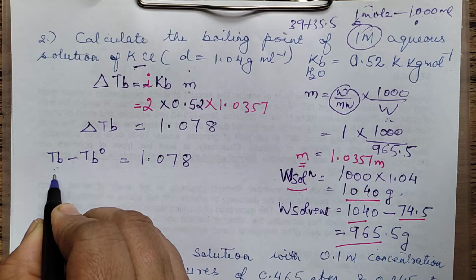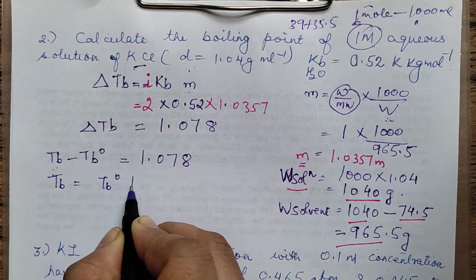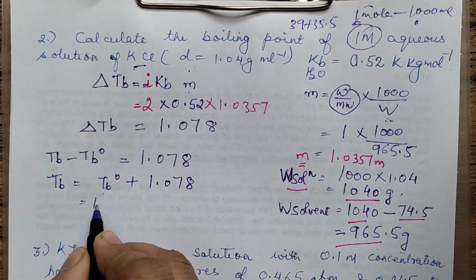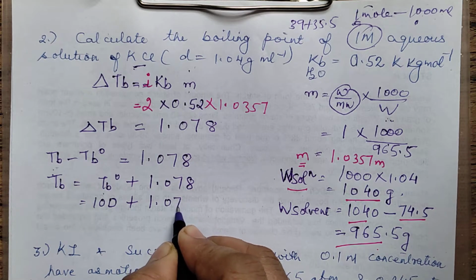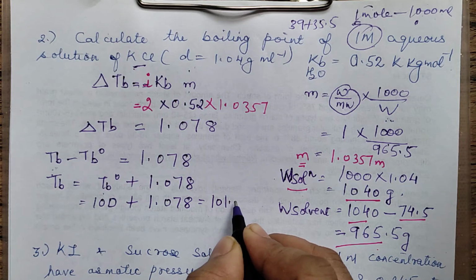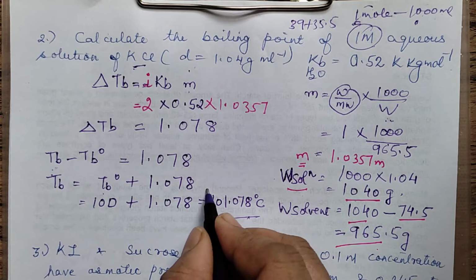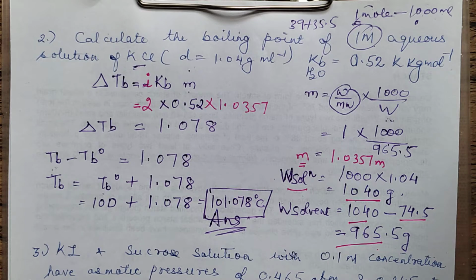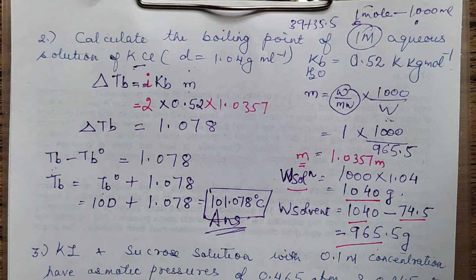What are we asked to calculate? Tb. So what is Tb? Tb is equal to Tb naught plus 1.078. And what is the boiling point of water? We know it is 100 degrees Celsius. So 100 plus 1.078. If you add it, it comes out to be 101.078 degrees Celsius. This is our answer. Is it clear? So again, I have put the whole question in one frame. Just see if you followed.